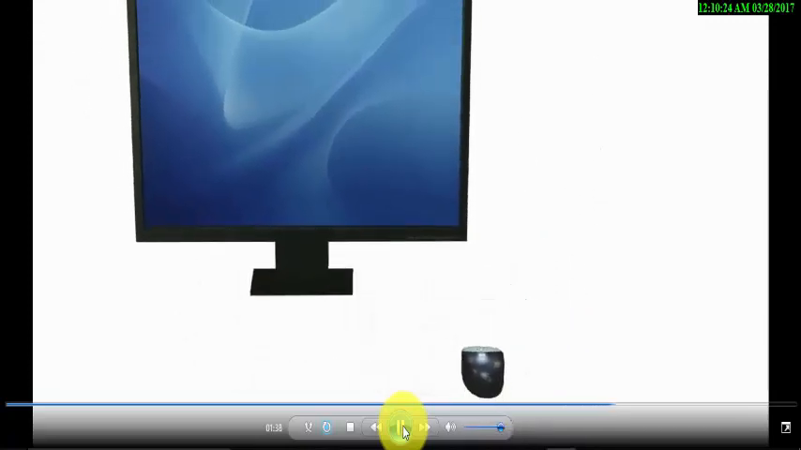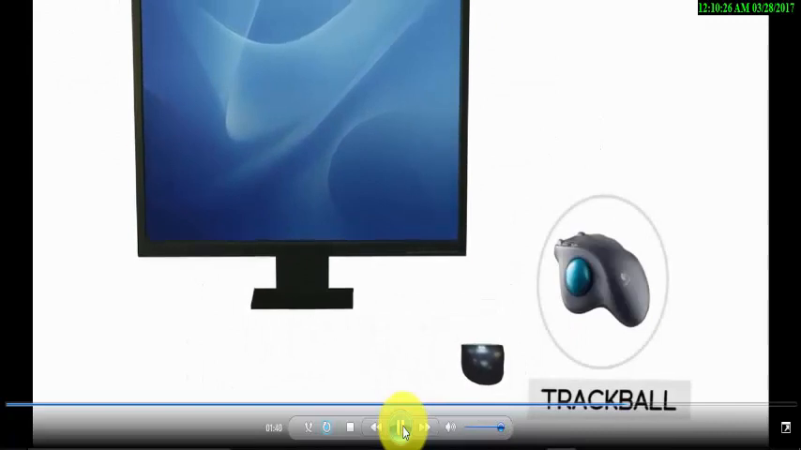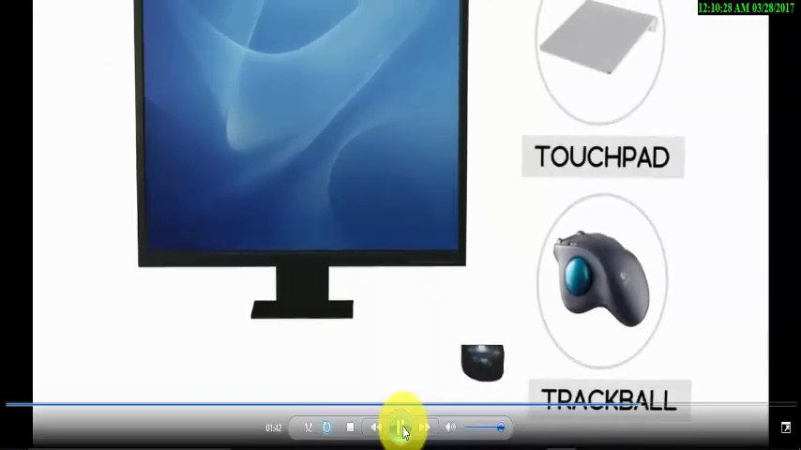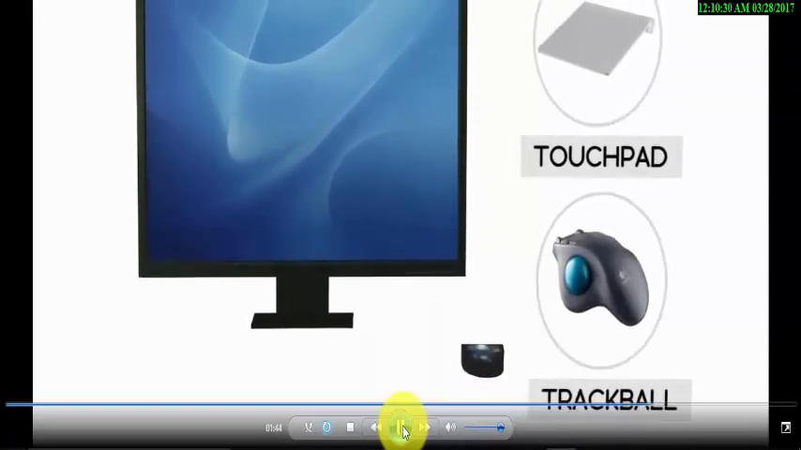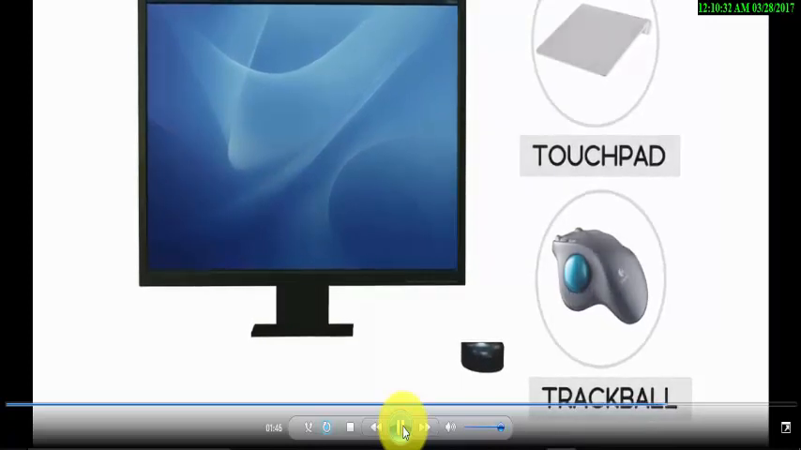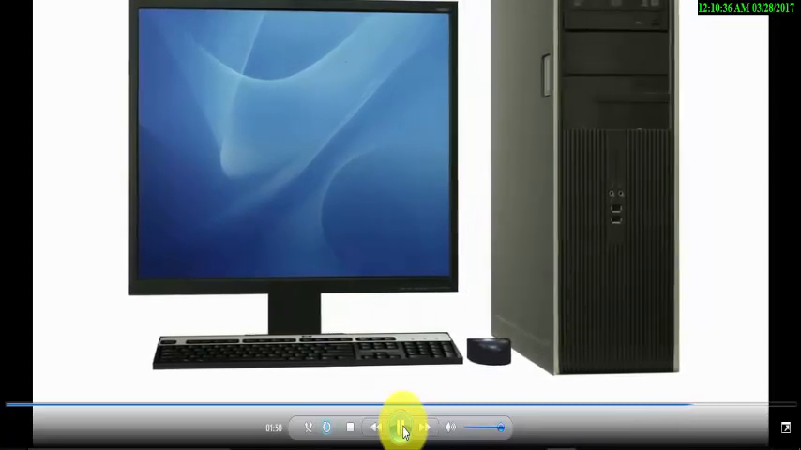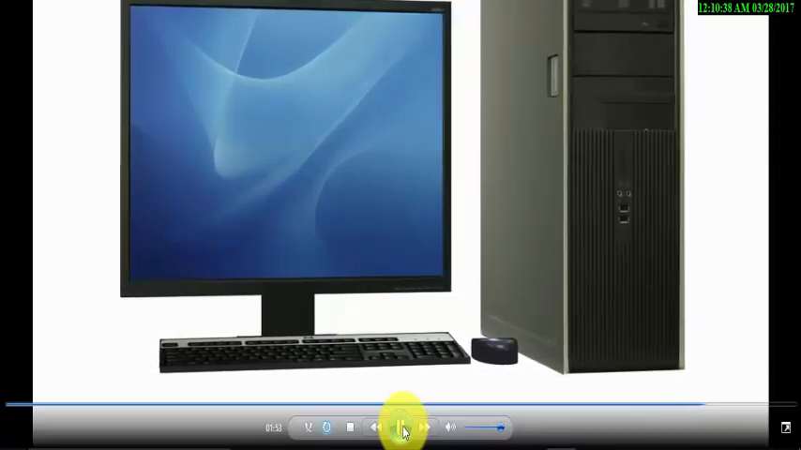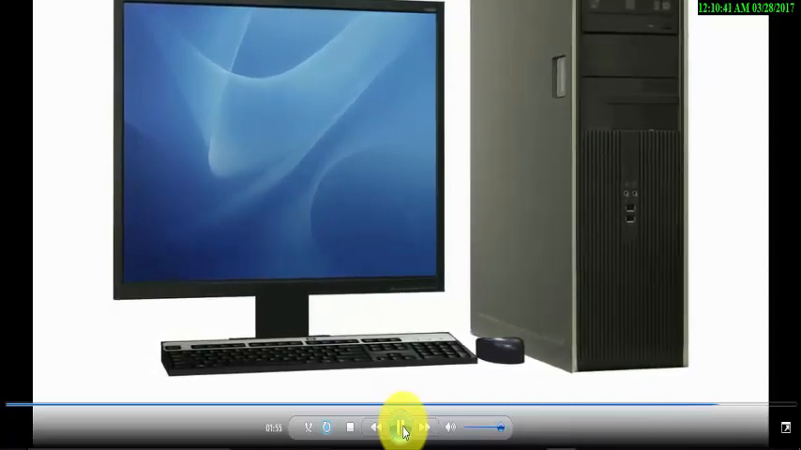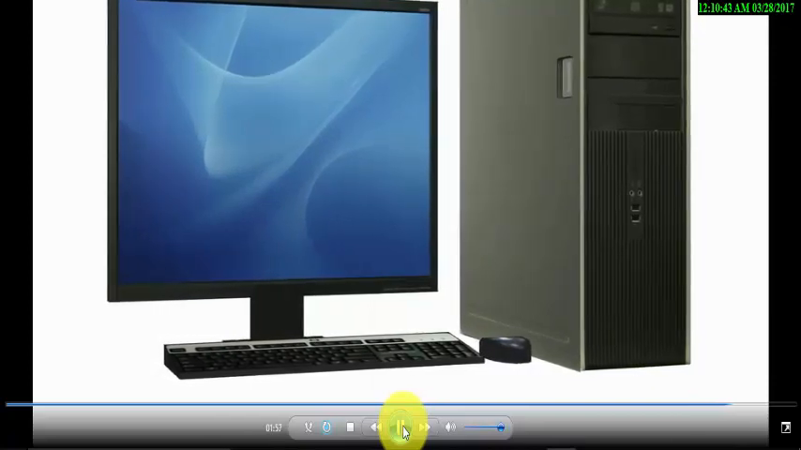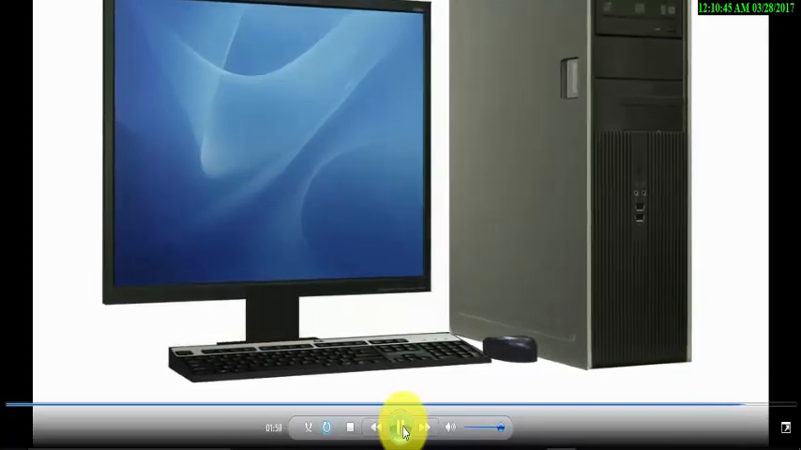Some people prefer to use a trackball or touchpad instead of a mouse. These use less desk space since they don't need to move around when you're using them. So those are the basic parts of a desktop computer. As you can see, each part plays an important role, and you'll become very familiar with these parts as you gain more experience with your computer.